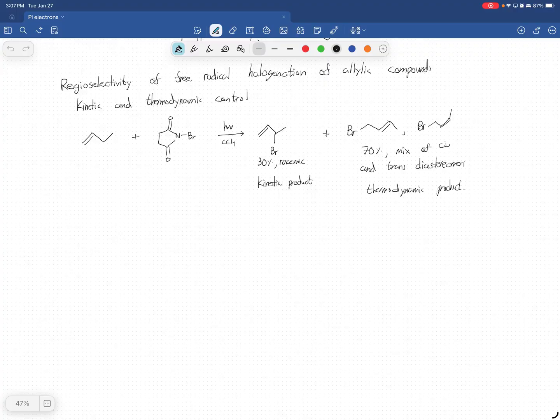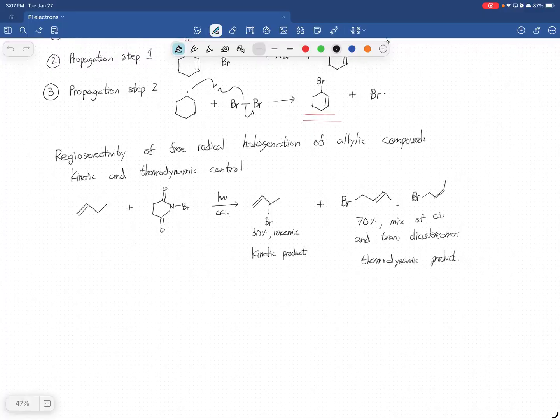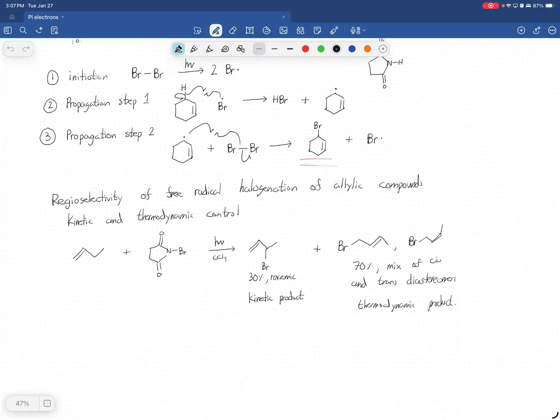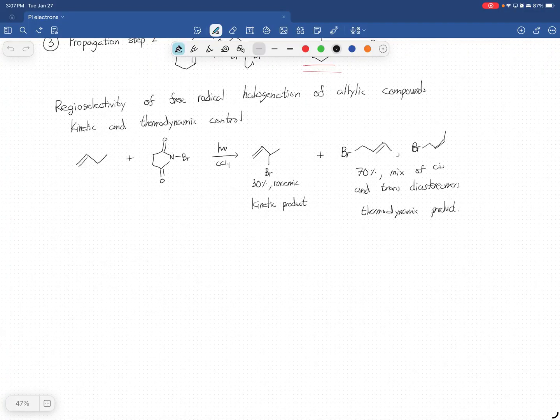So chemistry allows you to do that. You can actually control the outcome. So it's kind of not randomized anymore, okay? All right, so kinetic product comes from, well, we'll talk about how this forms. So let's talk about the mechanism.